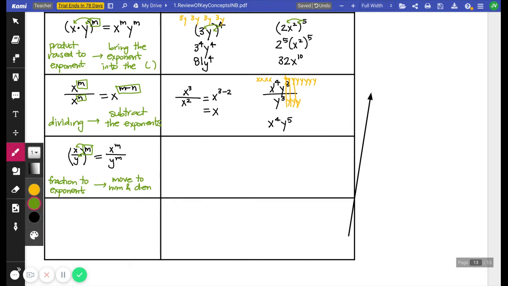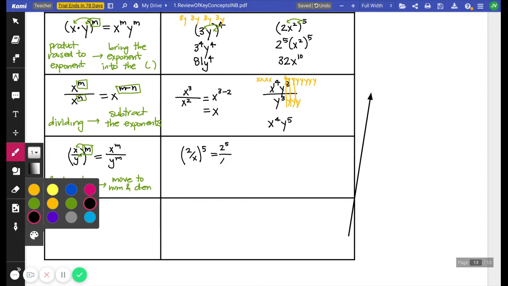Here's a quick example. Say I have 2 over x, all to the fifth. That means I have 2 to the fifth and x to the fifth. And that's 32 over x to the fifth. Just another quick example real quick.